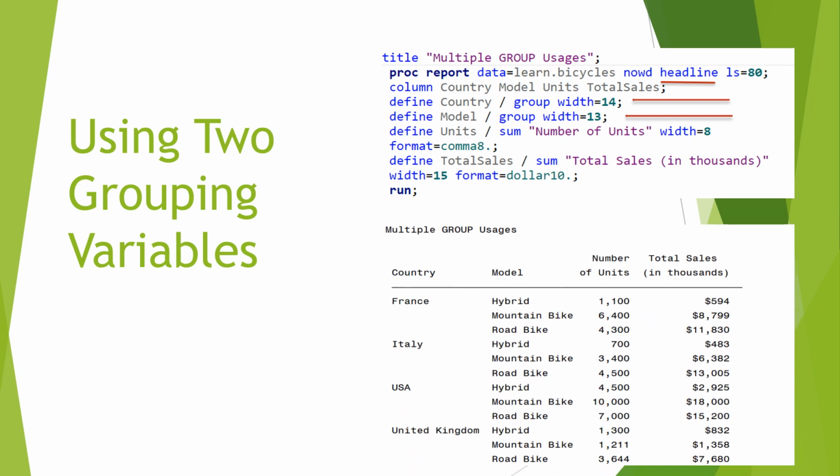Notice that country comes before model in the column statement. The values of both country and model are printed only when the values change, thus making a more readable report. The values in the last two columns are the sums of the two variables, that is, units and total sales, for each combination of country and model.